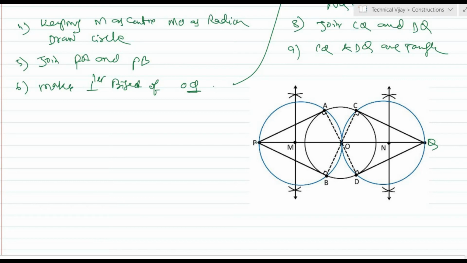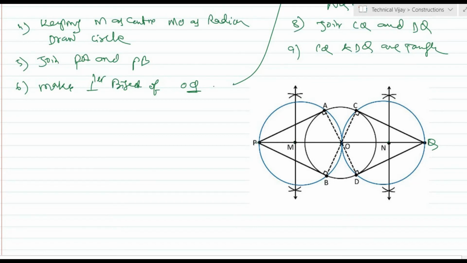So after that, we have made the perpendicular bisector of this PO, and the point is M. Keeping M as center, we have drawn a circle with MO as radius. So we will get the intersecting points A and B. And in the same way, OQ has been bisected and N is the center of the circle. So keeping N as center and NO or NQ as the radius, we have drawn a circle, and it intersects at points C and D. Now we have joined PA and PB and QC and QD. So these are the tangents.